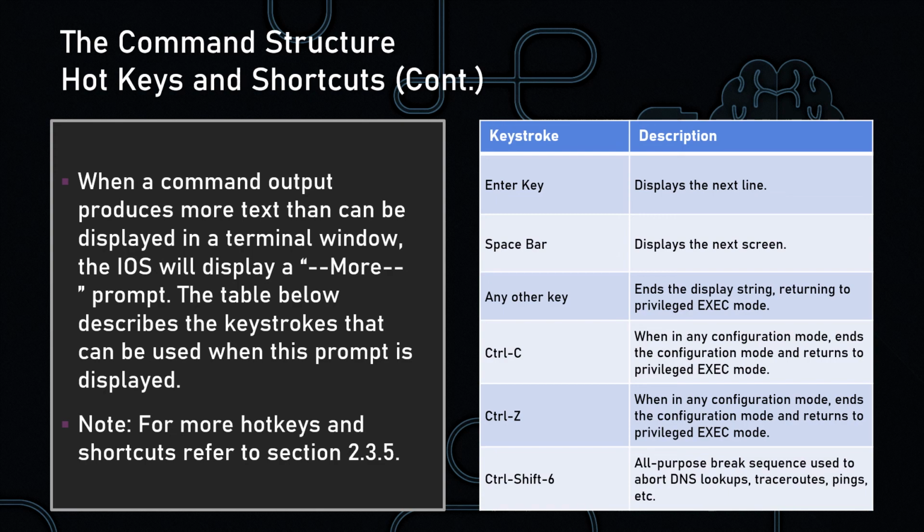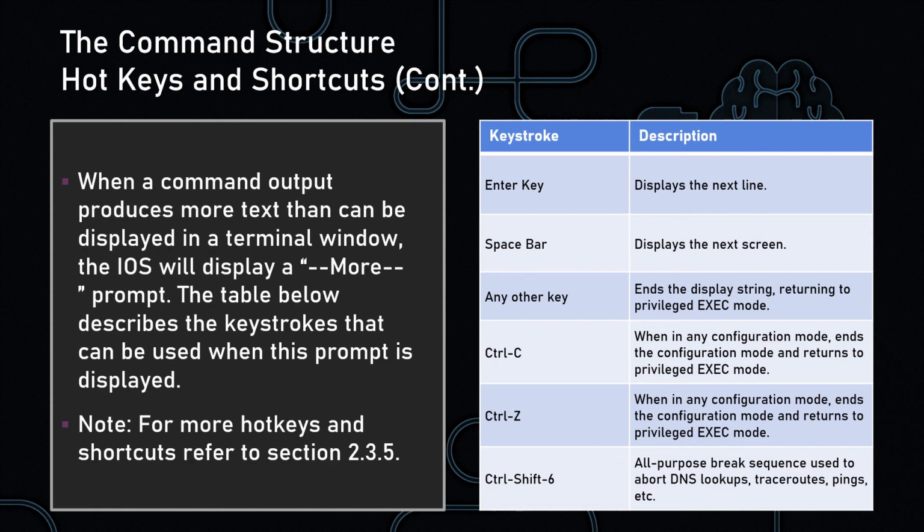If we are in any configuration mode and want to go back to privileged exec, we can use Control C, which is what's called a break command, and it jumps us back. You can also do that with Control Z. Now Control Z is intended to work in configure terminal mode, but it does work in any configuration mode. Control Shift 6 is an all-purpose break sequence specifically to abort actual things that are in sequence.